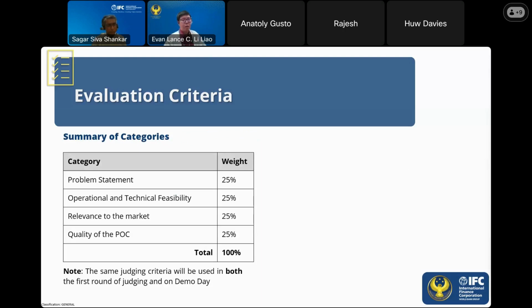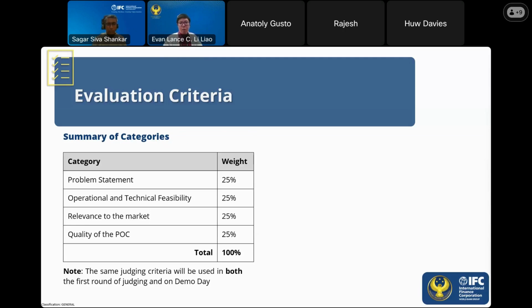So note that we mentioned that judging will be happening in the first round of judging to determine the participants who will be attending demo day. And those who get to demo day, they will also be judged by an esteemed panel. Both instances of judging will be using the same set of rubric.